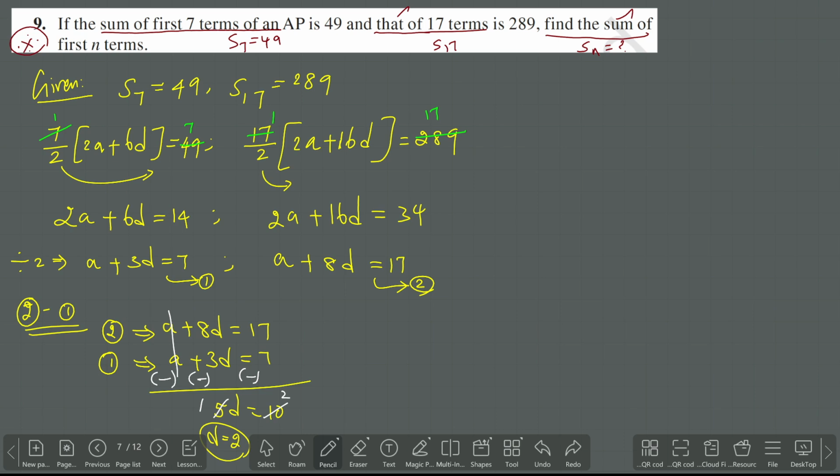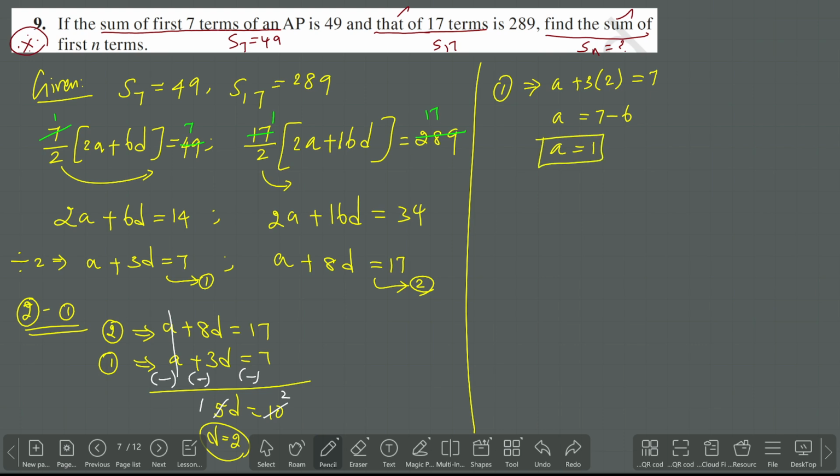Take the d value, substitute either in 1 or in 2, we will be getting the required value. If I choose 1, a plus 3 times d, the d value is 2, which is equal to 7. 3 2s are 6. 6 when you send opposite, minus 6. Then a equal to what am I getting? 1. So I got the a value and d value.